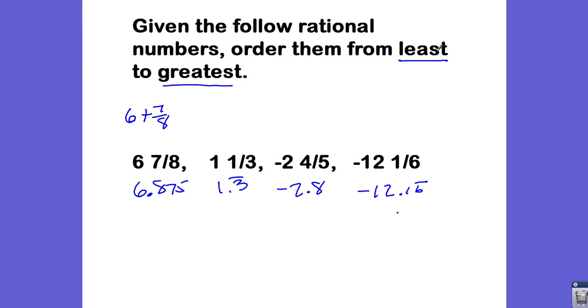So I'm looking at these least to greatest, so which one is our smallest? Well, this negative right here is going to be our first one, so -12 1/6. This other negative one's going to be next, so -2 4/5. And then the 1 1/3 will be next. And then the 6 7/8. And notice we always go back to our original numbers whenever we're putting these in order. Right? So now let's just talk about a couple of these and then see what we would do.